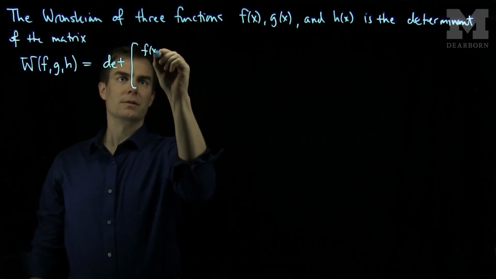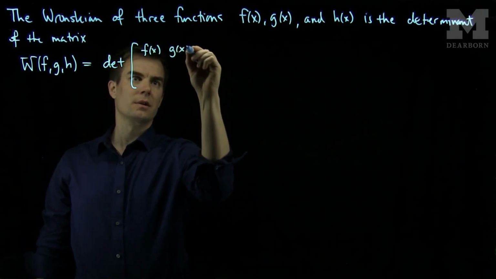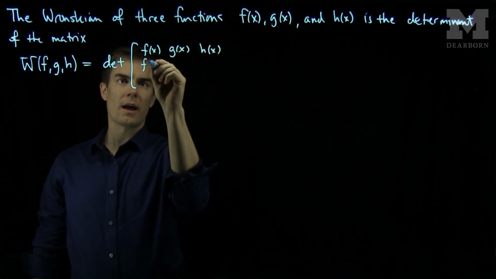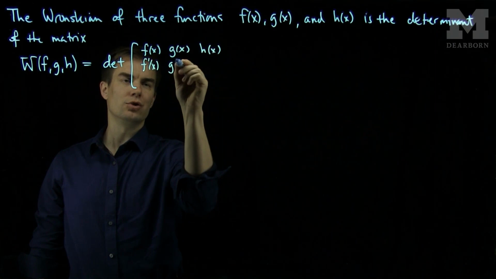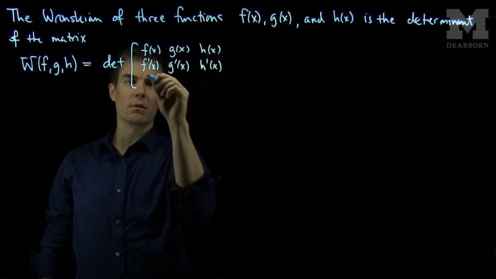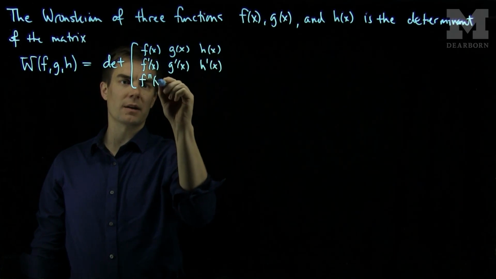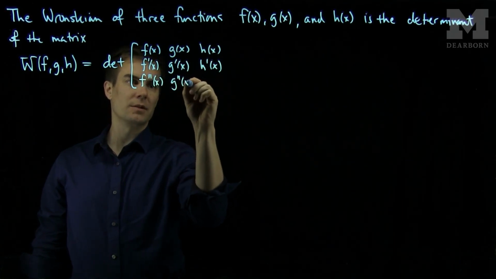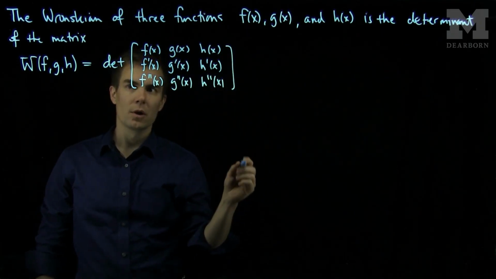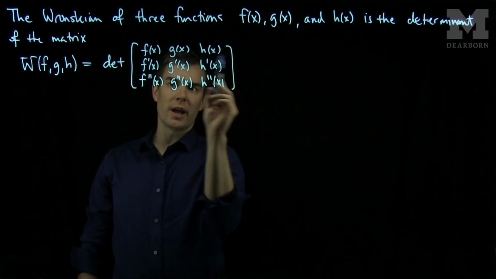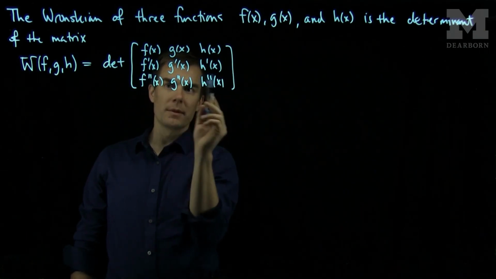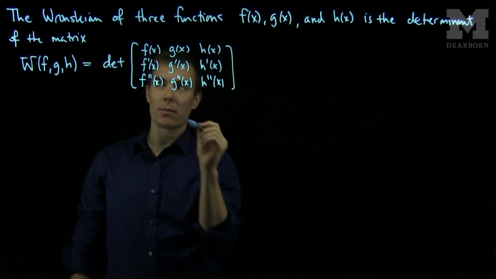F of x, g of x, and h of x go in the first row. F prime of x, g prime of x, and h prime of x go in the second row. F double prime of x, g double prime of x, and h double prime of x go in the third row. So we take our functions f, g, and h, put them in the first row, and every row underneath that has the derivatives of the previous row.